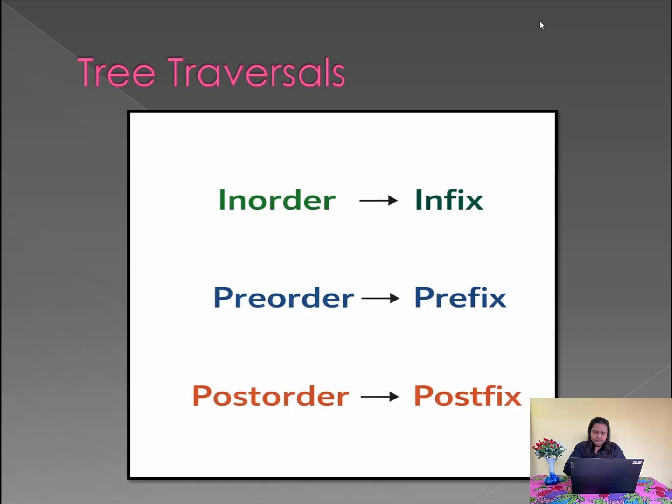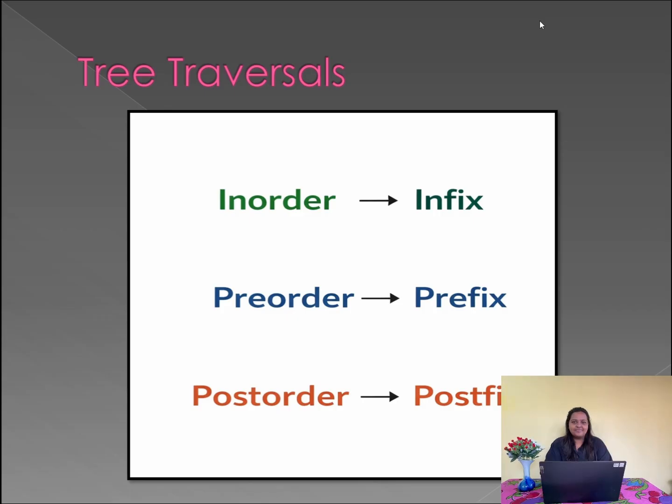Preorder traversal. In preorder traversal, we visit root first, then the left child and the right child. This gives us the prefix expression, where the operators come before the operands. Postorder traversal. In postorder traversal, we visit left child, then right child, and finally root. This gives us the postfix expression, which is extremely important for evaluation.